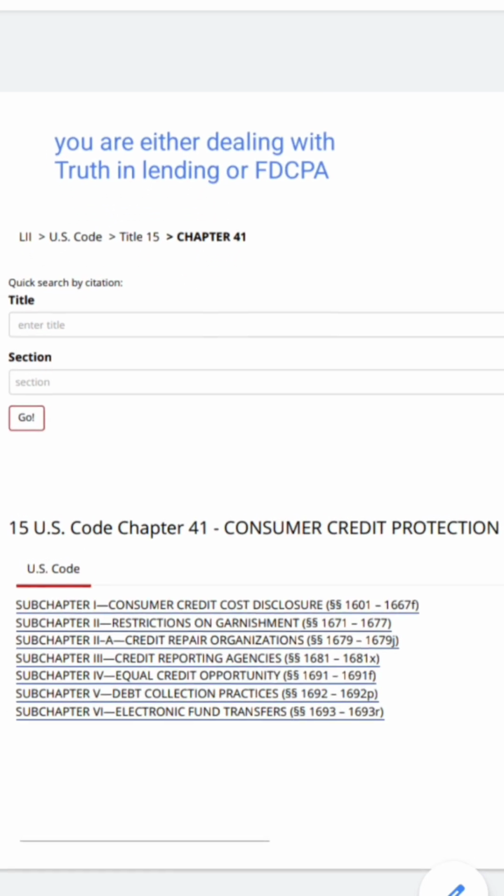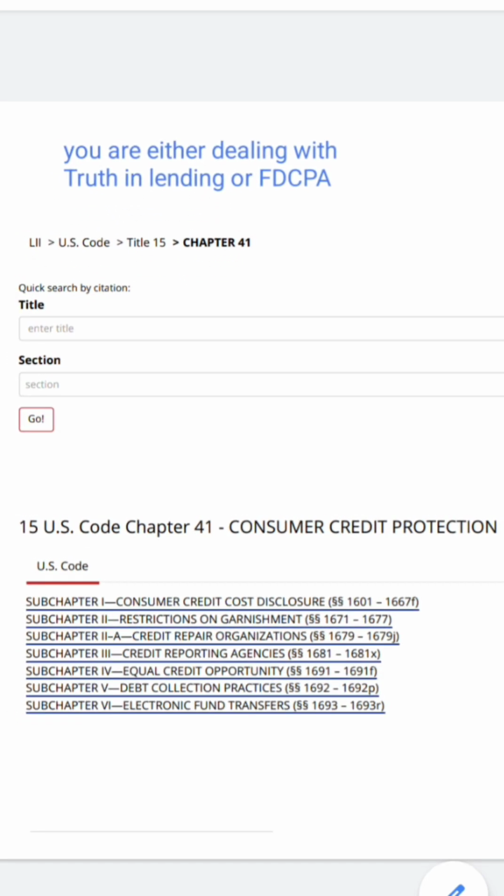That's where we're at. So in here, as I said, consumer credit cost disclosure, that's truth in lending. You've got restrictions on garnishment, credit repair organizations, credit reporting agencies. That's very important. We are going to use that.